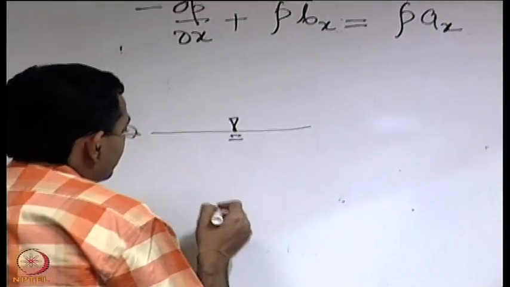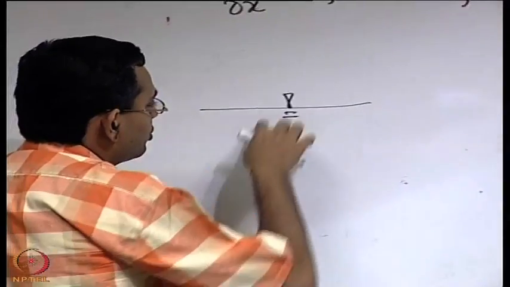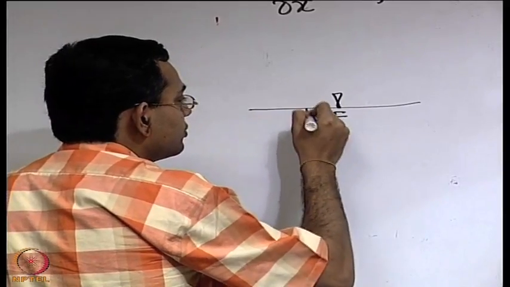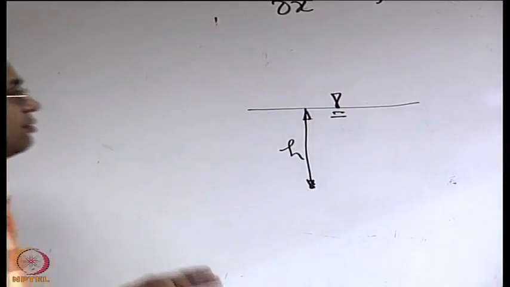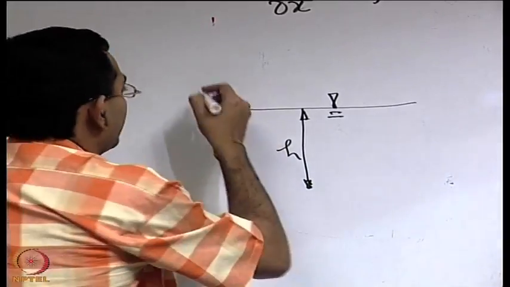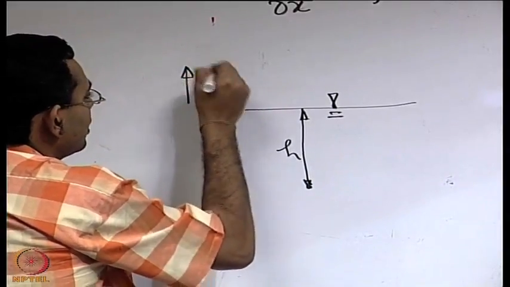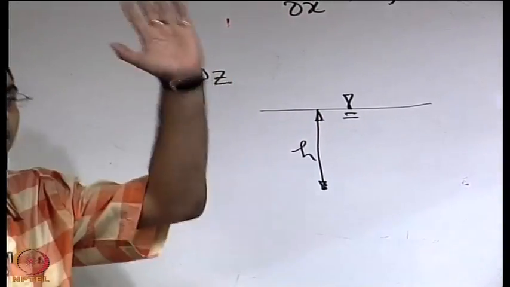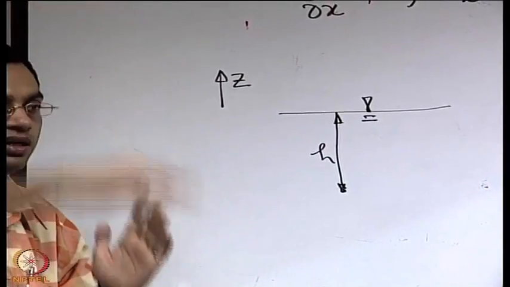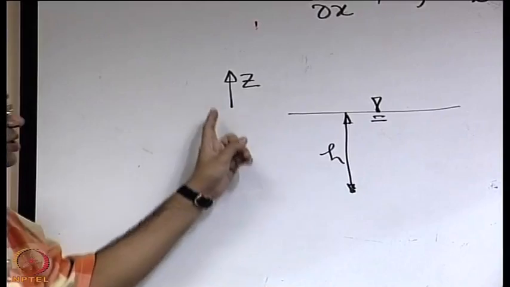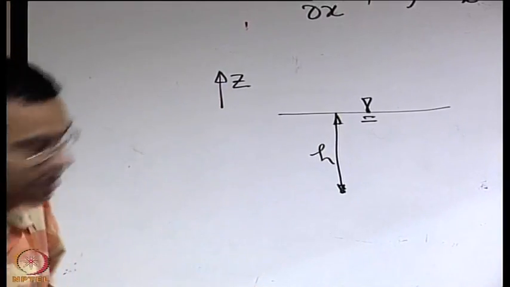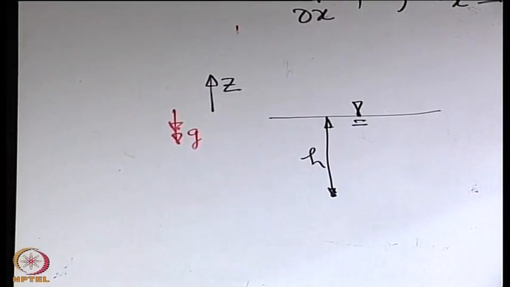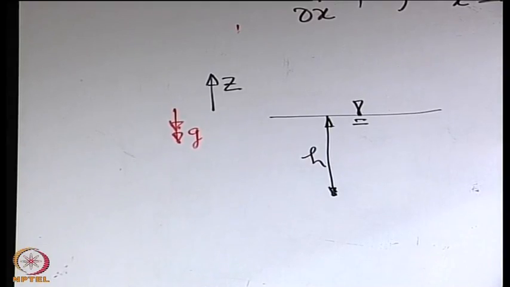We consider that we are interested in some depth. Usually the direction in which depth varies is typically taken as the z direction. This is just a common notation in most of the books, that the vertical direction, opposite to the action of gravity, because gravity will be vertically downwards, is considered as the z axis.